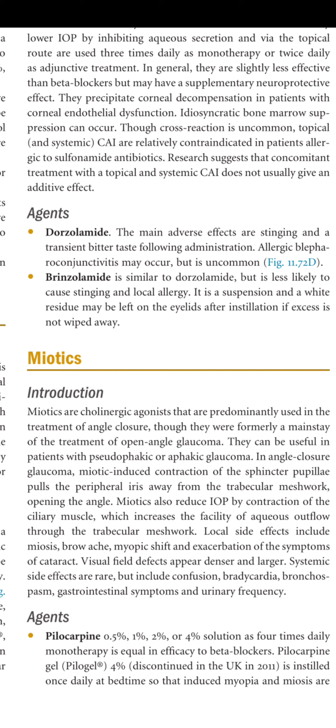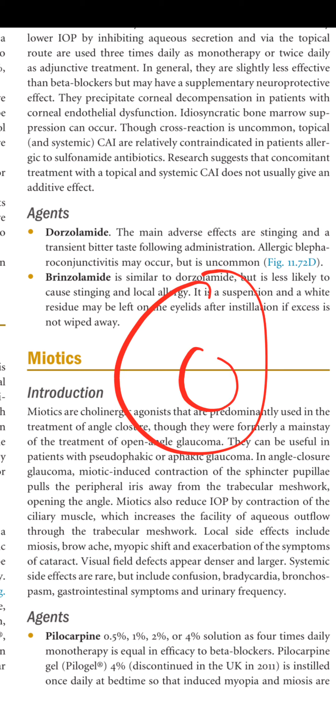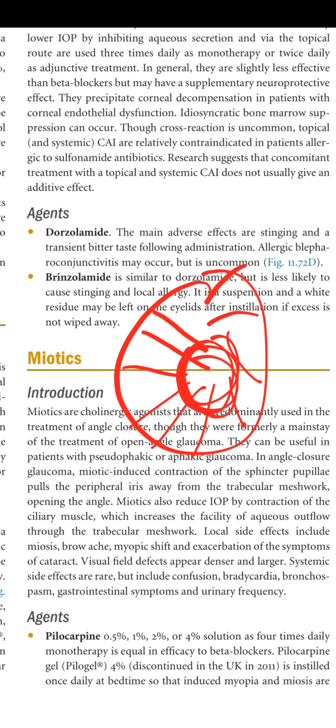Miotics are cholinergic agonists that are predominantly used in the treatment of angle closure, though they were formerly a mainstay of treatment of open angle glaucoma. They can be useful in a patient with pseudophakic or aphakic glaucoma. In angle closure glaucoma, miotic induced contraction of the sphincter pupillae pulls the iris away from the trabecular meshwork, opening the angle. So the mechanism of action is that it causes the constriction of the pupil. When there is a constriction of the pupil, it causes the angle to open up slightly.